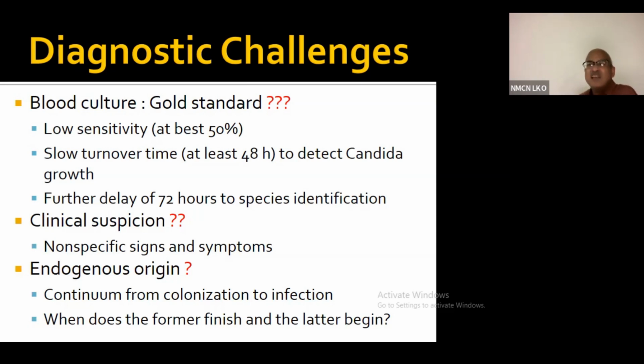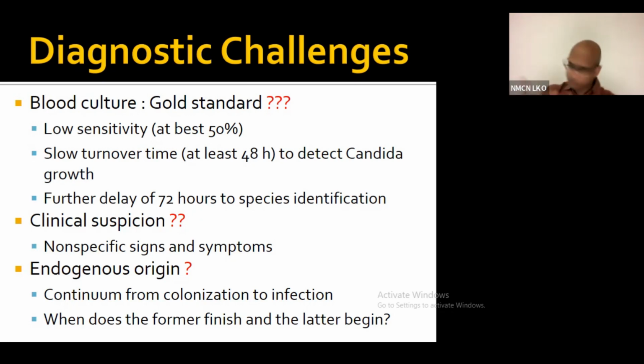So does the clinical prediction really help me say that this patient could be likely to have an invasive fungal infection? These are non-specific signs and symptoms. Then there is an endogenous origin, as I just told you, from colonized to pathogenic. What differentiates a colonizer from a pathogenic? I want to treat a pathogenic. I don't want to treat a colonizer, okay?